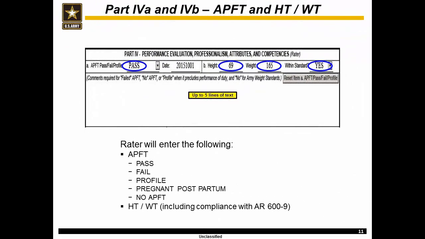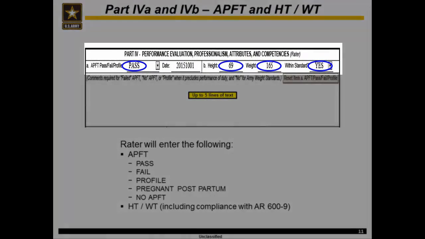In Part 4, Blocks A and B, the rater will enter the most recent record APFT administered by the unit within the 12-month period to the through date of the NCOER, and the unit's last record weigh-in data, including whether or not the rated NCO is in compliance with AR 600-9.